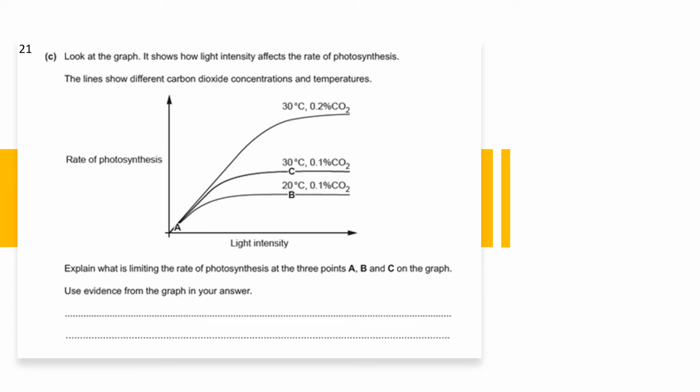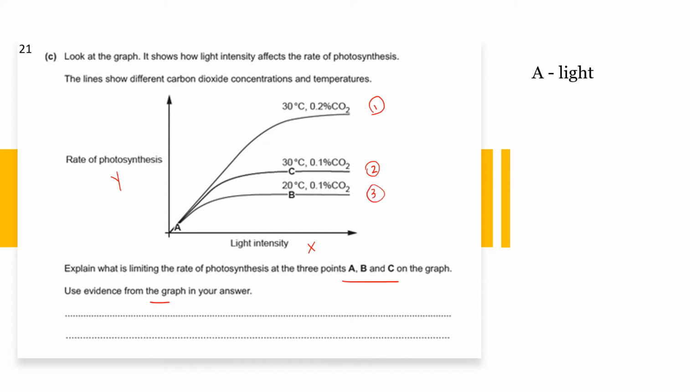Now we will go to question 21c. Look at the graph. It shows how light intensity affects the rate of photosynthesis. The lines show different carbon dioxide concentrations and temperatures. Explain what is limiting the rate of photosynthesis at the 3 points A, B, and C. Use the evidence from the graph in your answer. The rate of photosynthesis is on the y-axis while the light intensity is on the x-axis. To compare the limiting factors at A, B, and C, I am going to mark the top graph as 1, the middle one as 2, and the lowest one as 3.